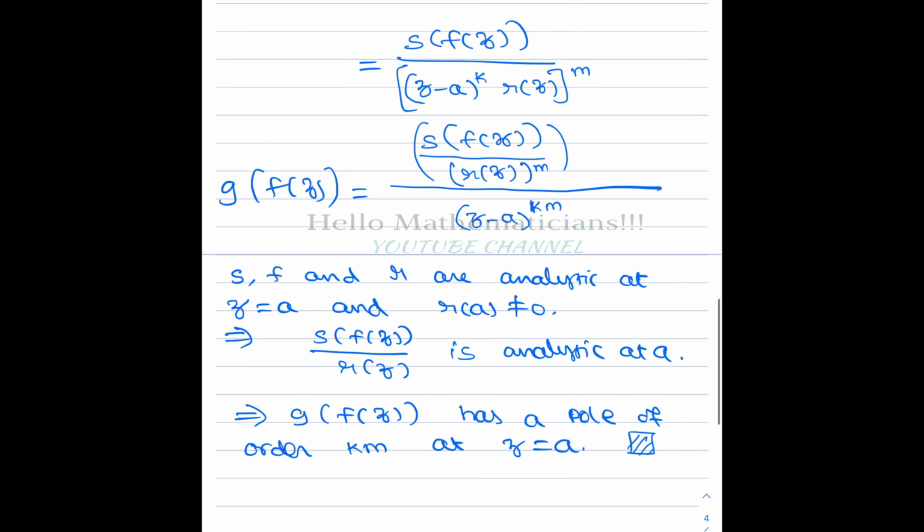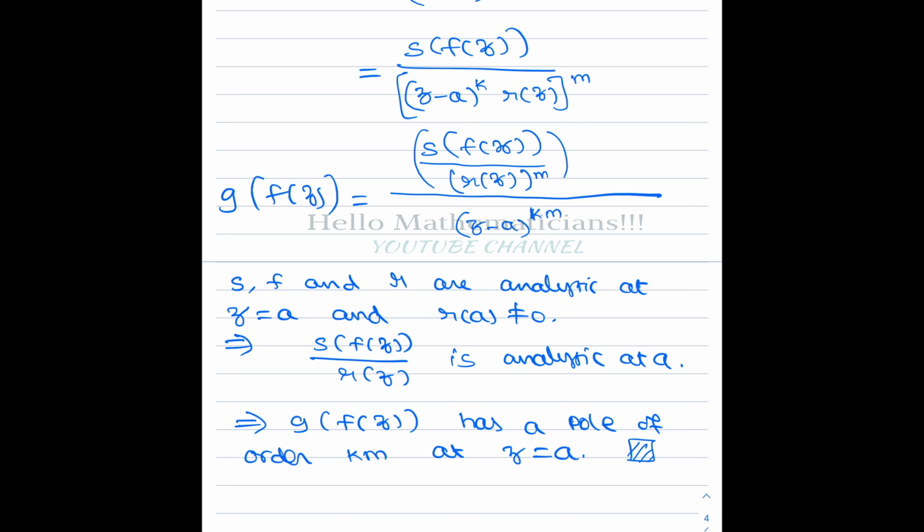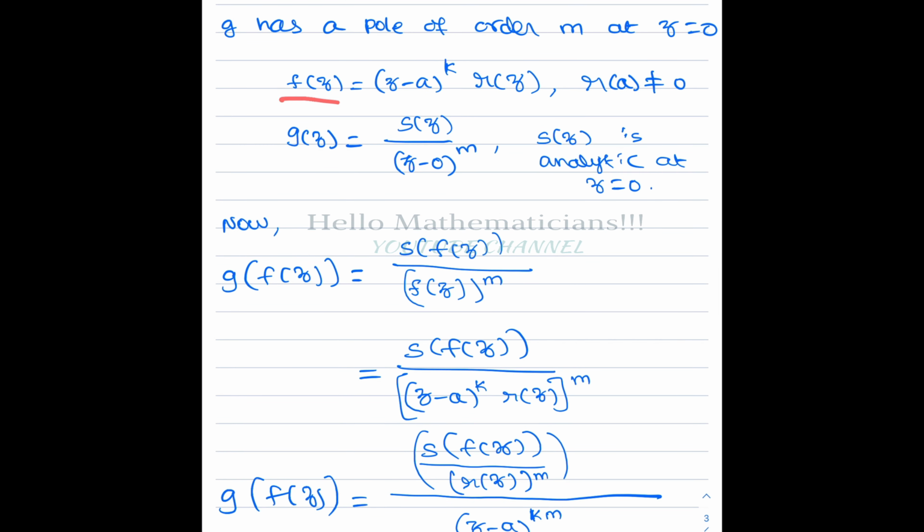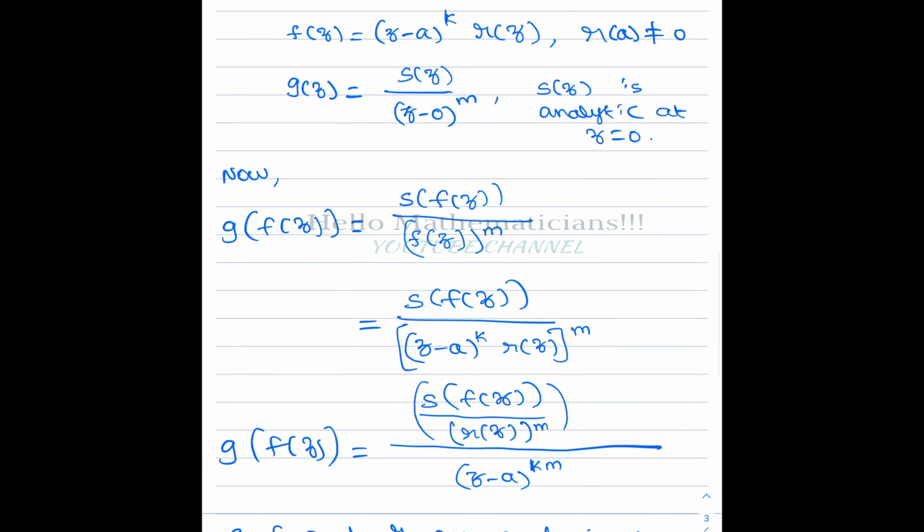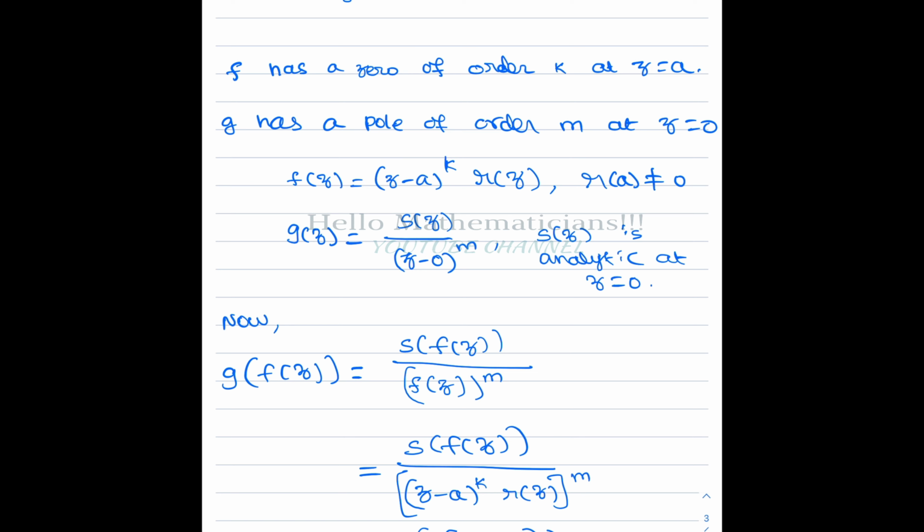Now, if you look at it, this r of z comes in the denominator. If we now look at the point a, we know that r of a is not equal to 0, right? And r is an analytic function. Why is r an analytic function? f is analytic at a, because a is a zero of f. Zero cannot be a singularity. So a is a zero of the function f of z. Therefore, f is analytic at the point a.